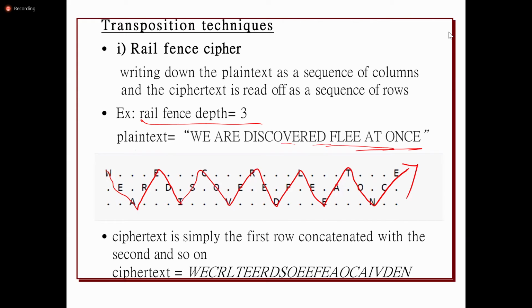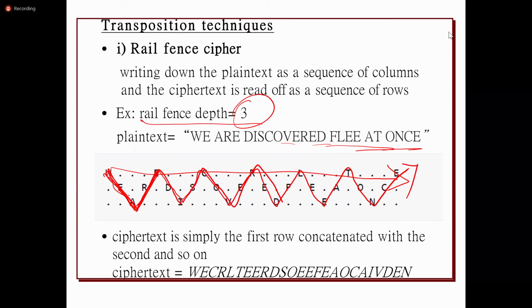Once the letters are placed, in order to generate the ciphertext, it will take them in a row manner. The depth is 3, so in each and every depth it is taking 3 characters, again 3 characters. First W E A R E D I S C, like this. So 3 rows, the depth is 3. That is why we are getting 3 rows.